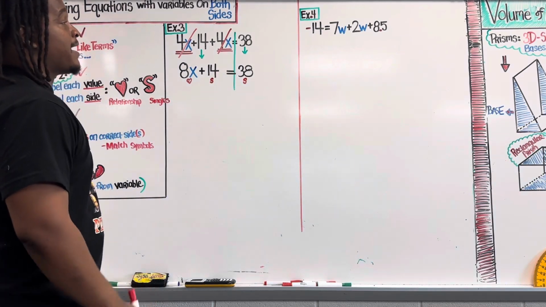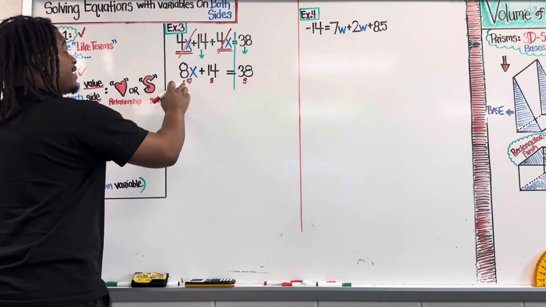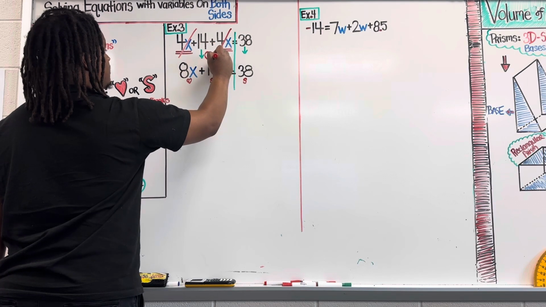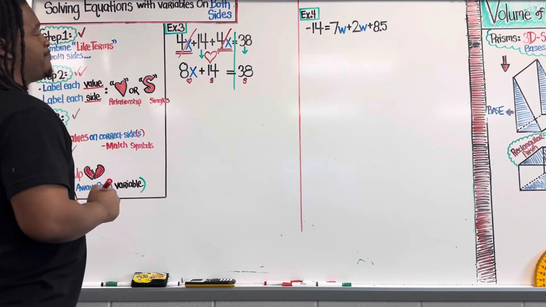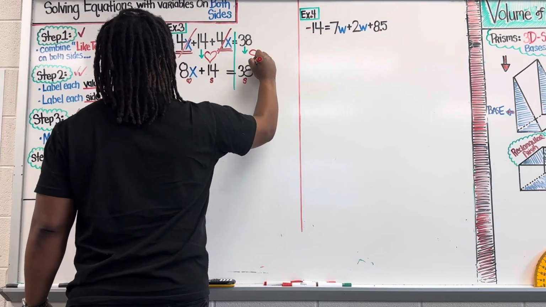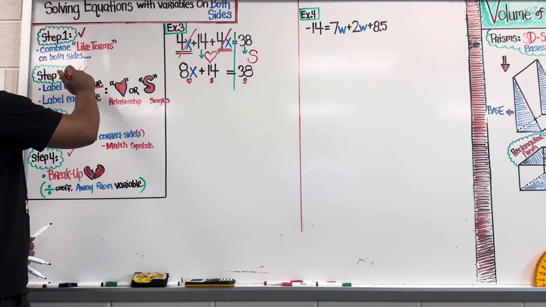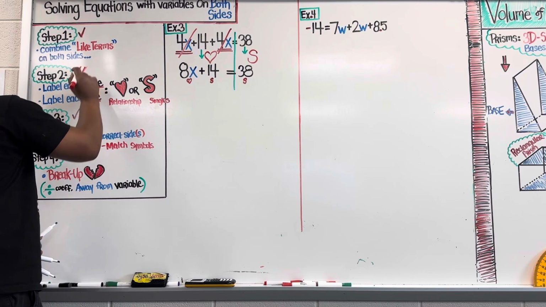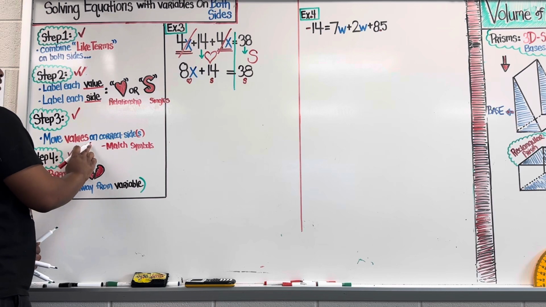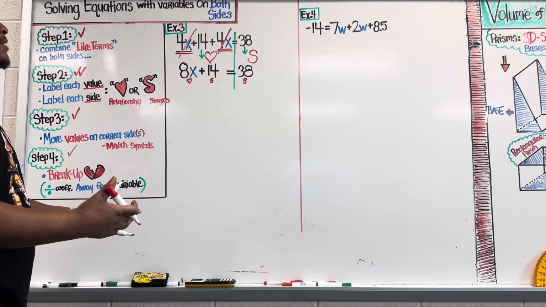Now, unlike my other examples where I have relationships on both sides, in this particular example I only have one relationship, which is on the left side. So by default the left side will be labeled the relationship side. I'm going to put a big heart to label that side the relationship side, and the right side is going to be a big S representing the single side. So we have successfully completed step 2, which is label each value and then label each side. Now we need to go to step 3, which is move values to their correct side. So move whatever value needs to move to its correct side.